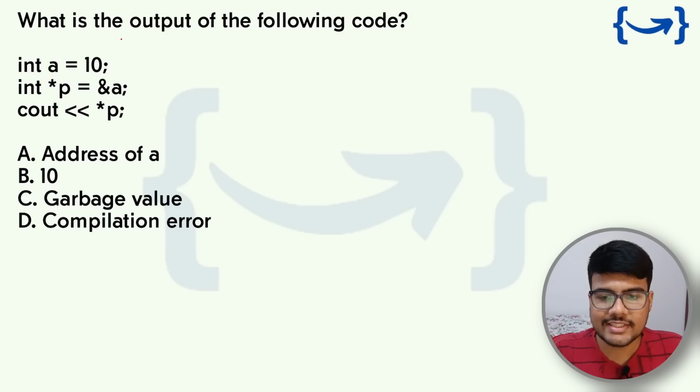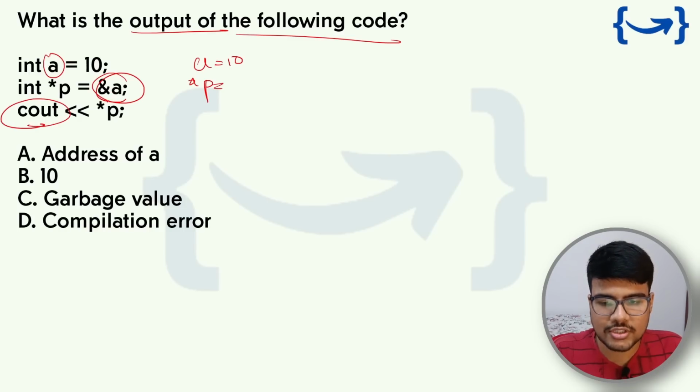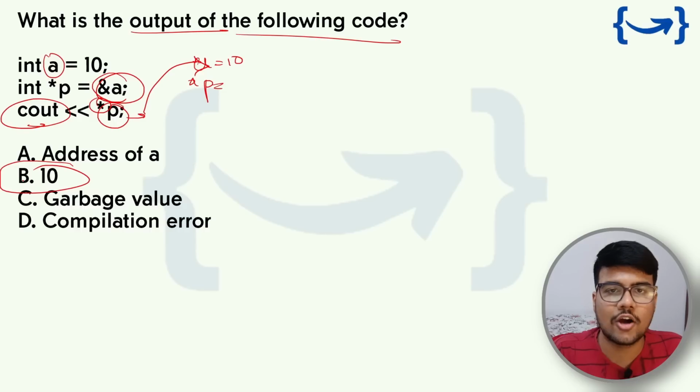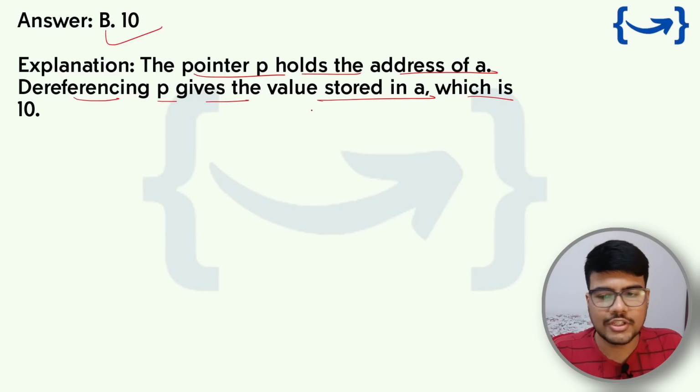Now, what is the output of the following code? A equals 10, okay, a equals 10. Now *p, which is a pointer which has the address of a. Now cout of *p will definitely print the value of a as output. So B is the right option. Let me see. Yes, B is the right option. The pointer p holds the address of a. Dereferencing p gives the value stored in a, which is 10.